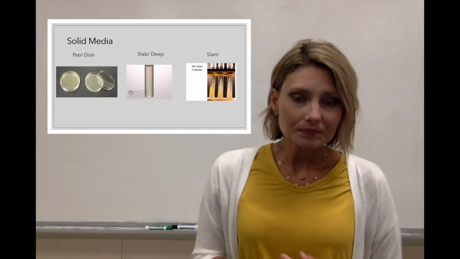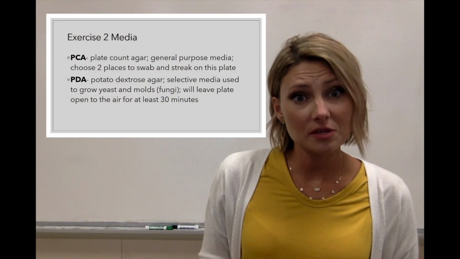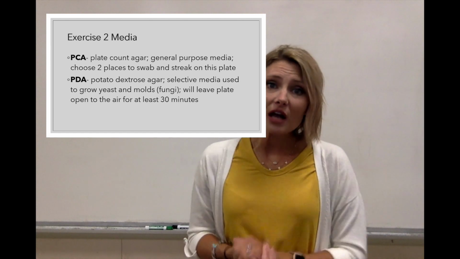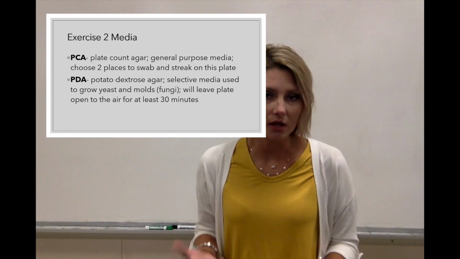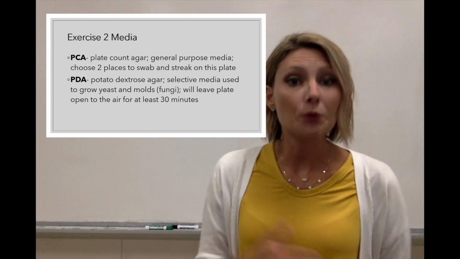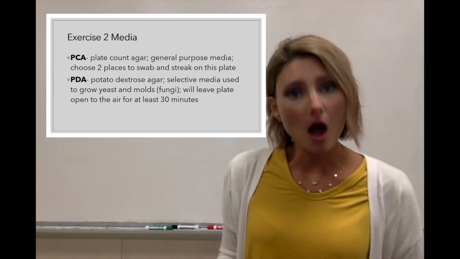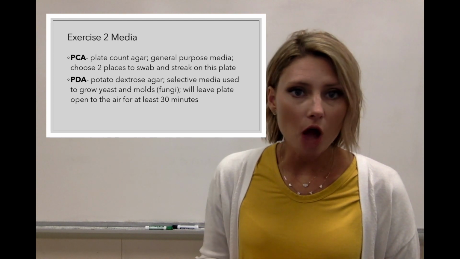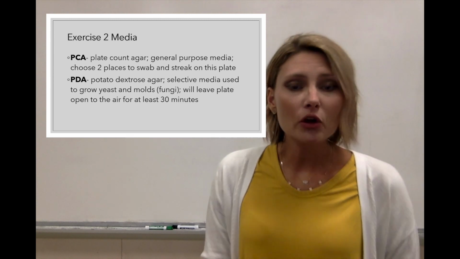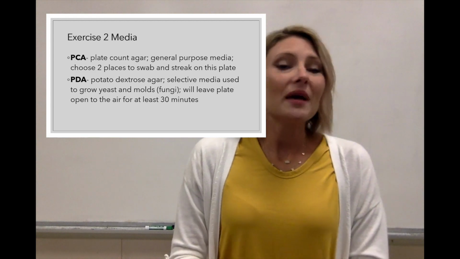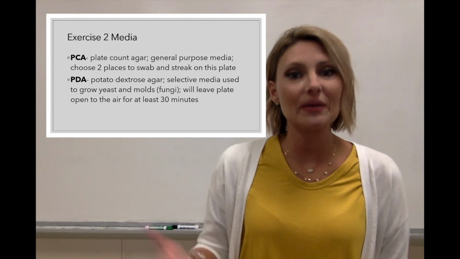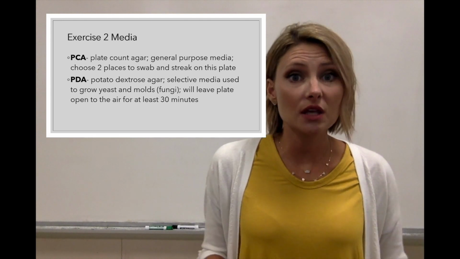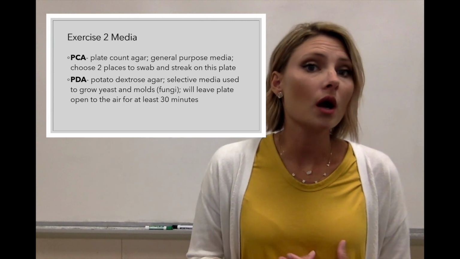Okay. So now we are going to go over the procedure or the exercise for the microorganisms in the environment. And basically, we're going to be using two different kinds of media. We're going to be using a general purpose media and then a more selective type of media. The general purpose media that we're going to be using is called PCA, plate count agar. And this is just a general nutrient agar that pretty much anything can grow on.